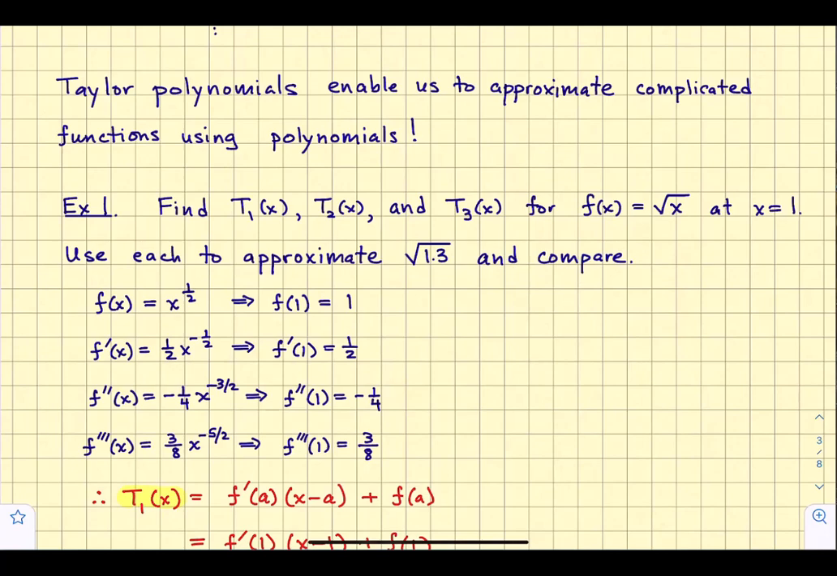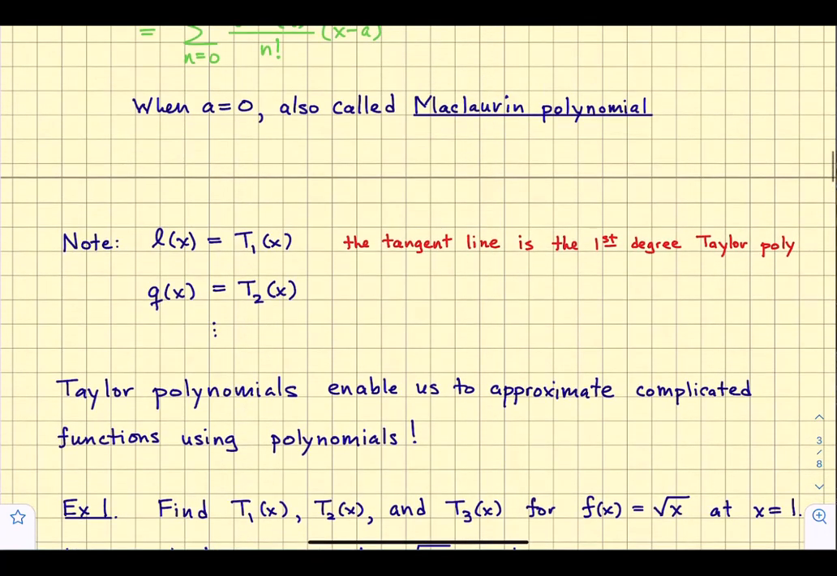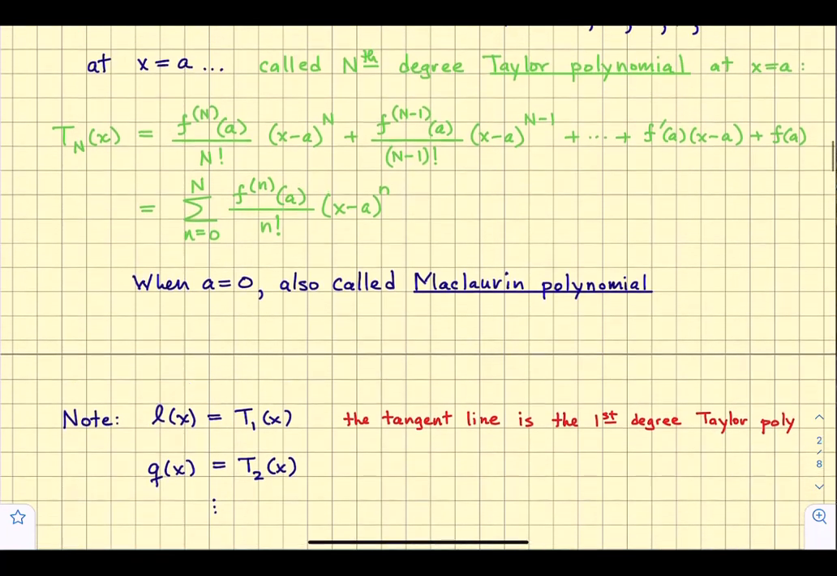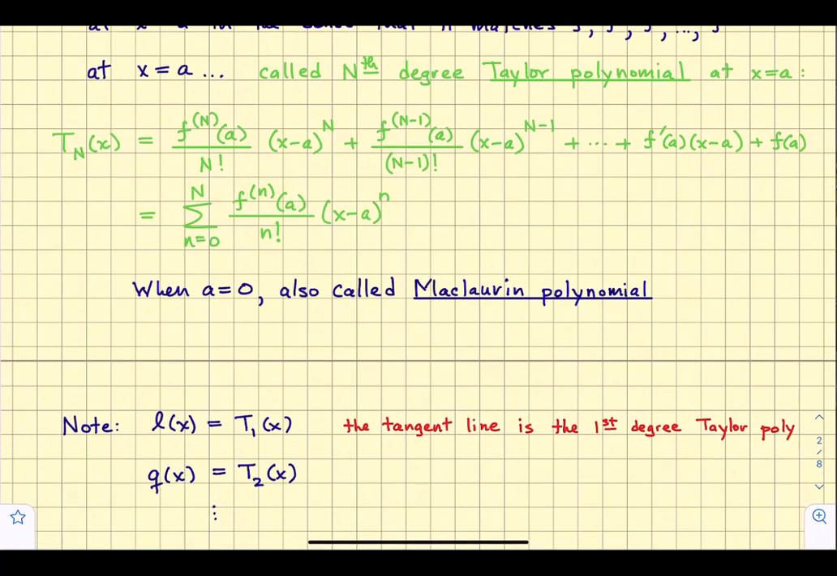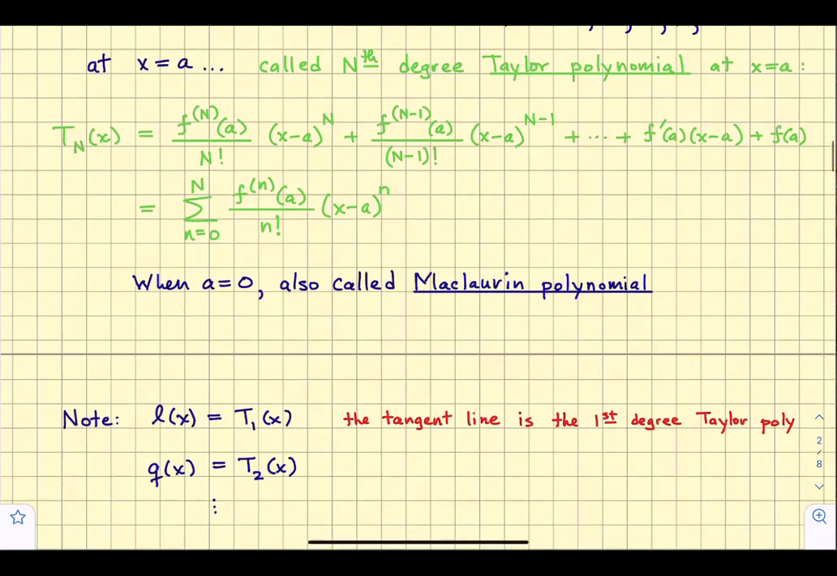Okay, so let's organize our workflow. When we look back up here at the formula for the Taylor polynomials, we see that if you're going to find T1, you need to know up through the first derivative of your function evaluated at your a. So when you go to find T2, you need to know up through the second derivative. When you go to find T3, you need up through the third derivative. So I'm going to go ahead and organize my work.